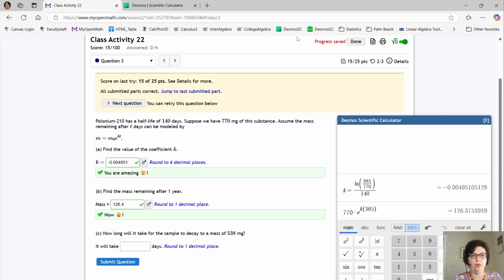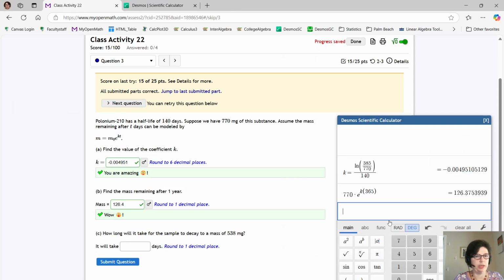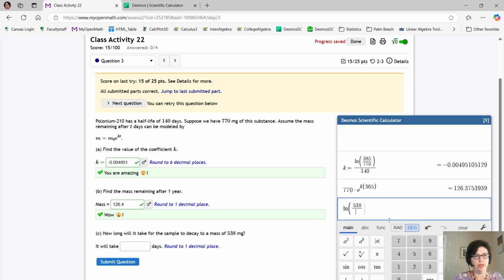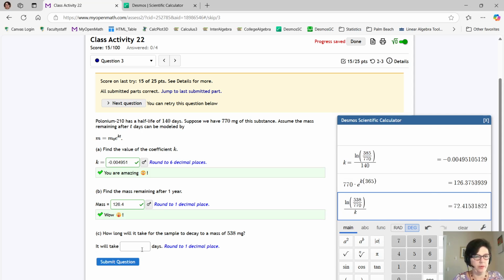So let's go ahead and do that. We're going to plug in the log of the new amount divided by the original amount. And then we divide the whole thing by k, which is the growth constant. So 72.4 looks like is what I got.